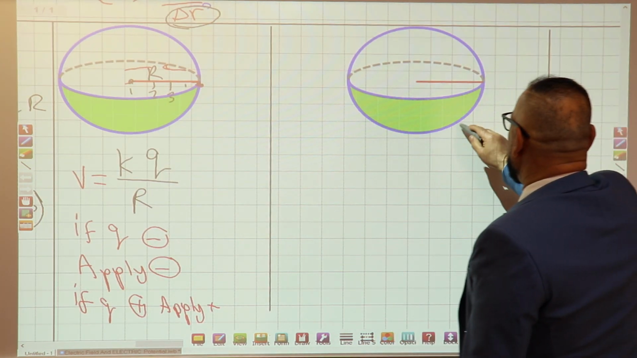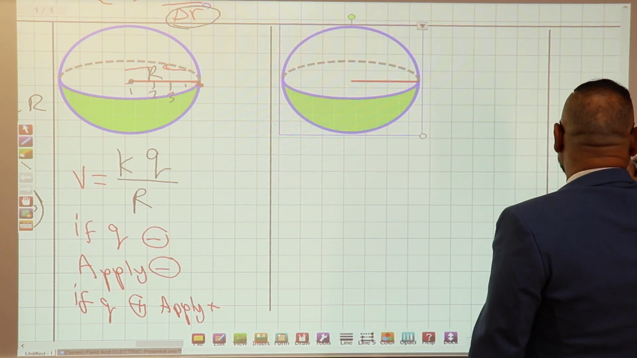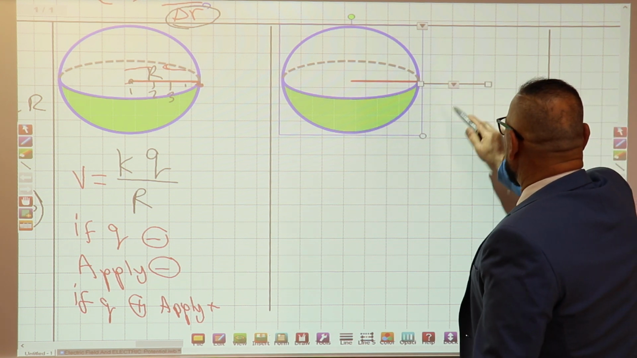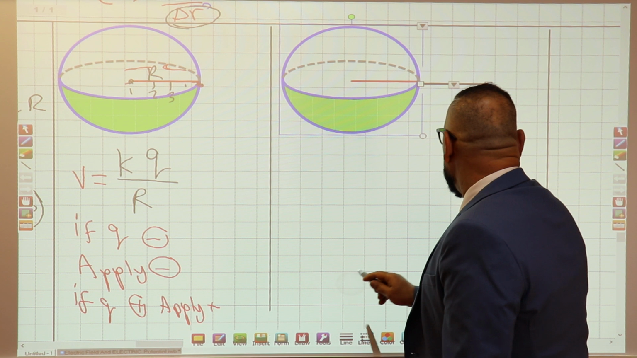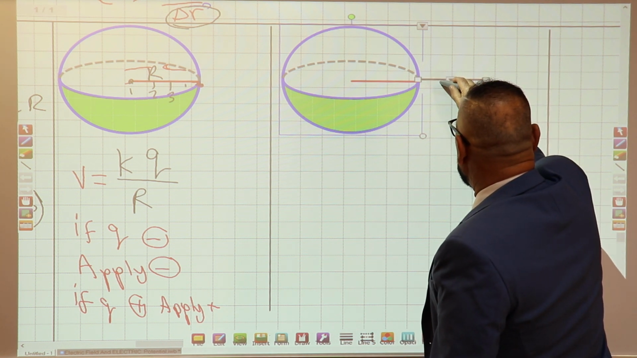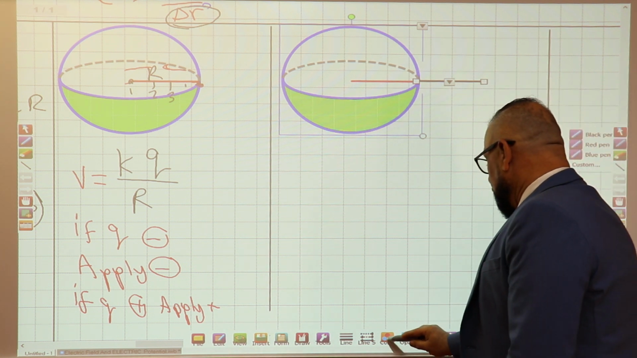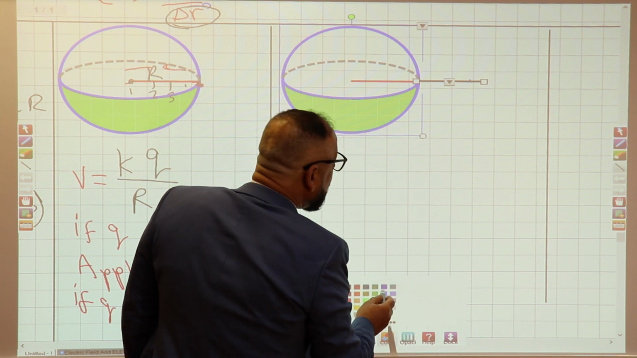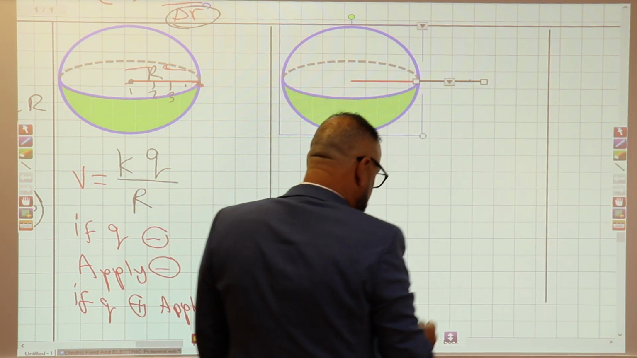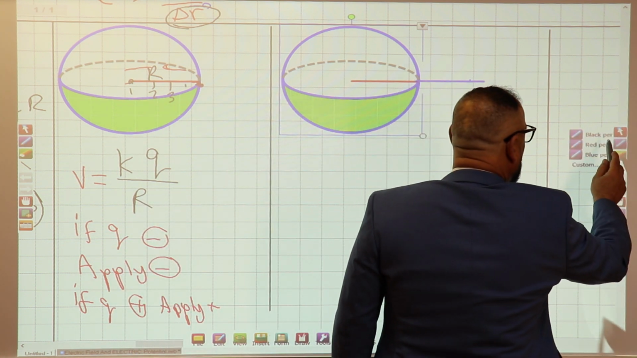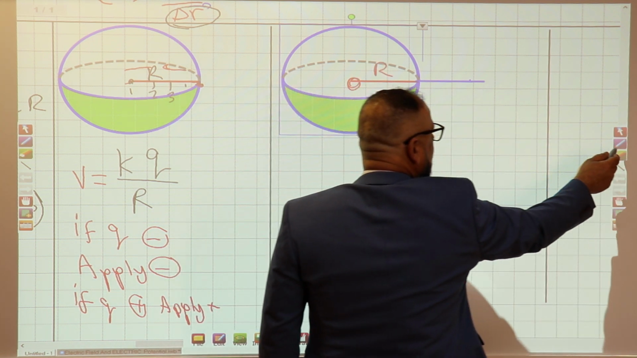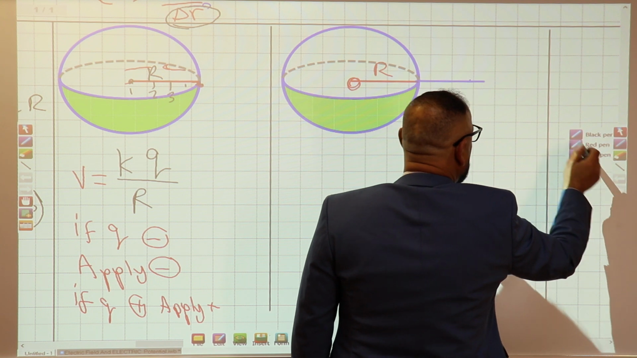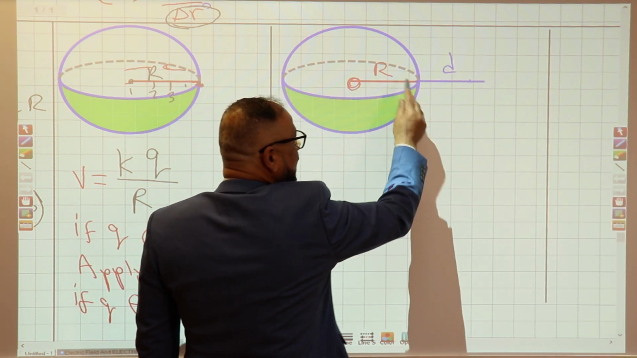What's going to happen after that? If we want the voltage somewhere here, away from the sphere at a distance, then we know this is R, and this is the center, and now we need a distance D from the surface of the sphere. Okay, then look here.